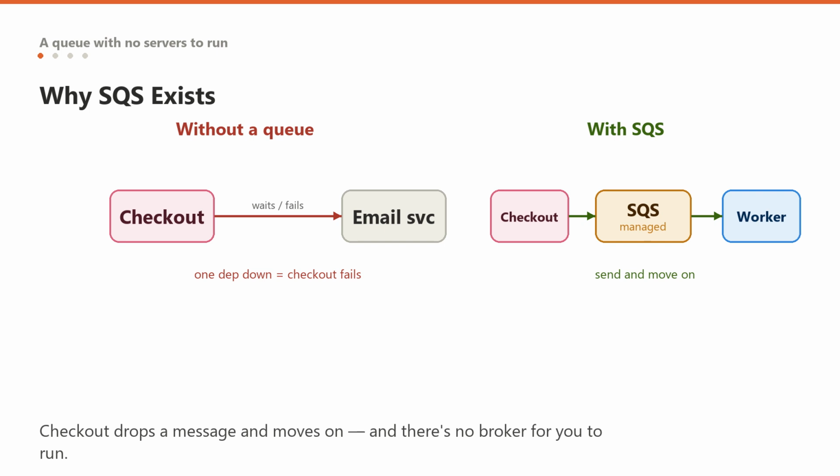Now here's the SQS twist. With Kafka or RabbitMQ, you run and scale the broker yourself. With SQS, there is no broker to manage. It's fully managed, and effectively infinite in scale. You just call an API to send and receive. That trade, giving up control for zero operations, is the whole reason teams reach for SQS.